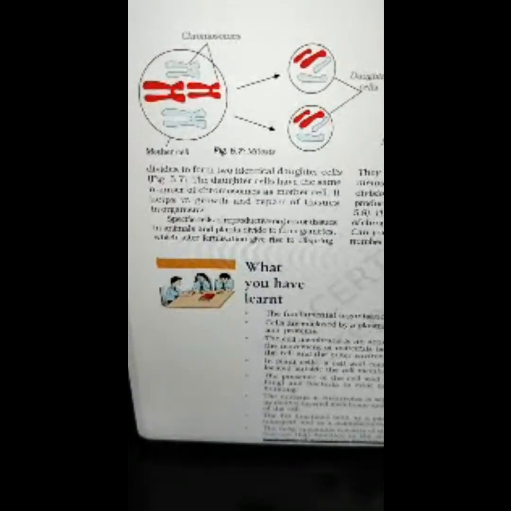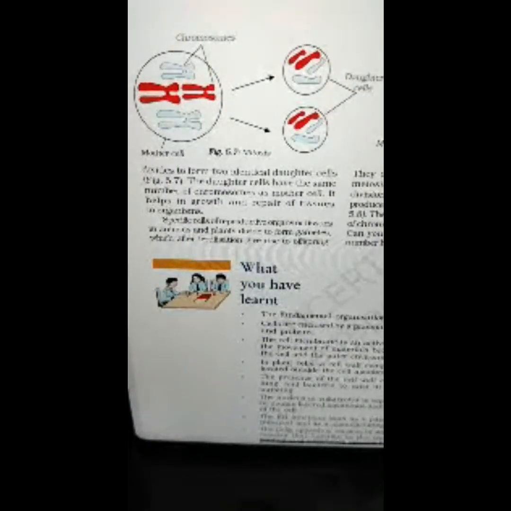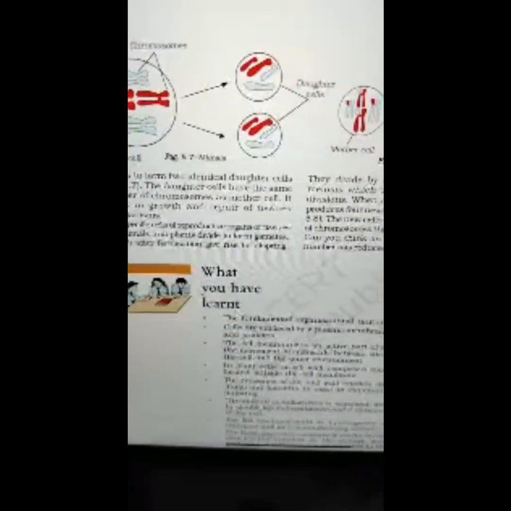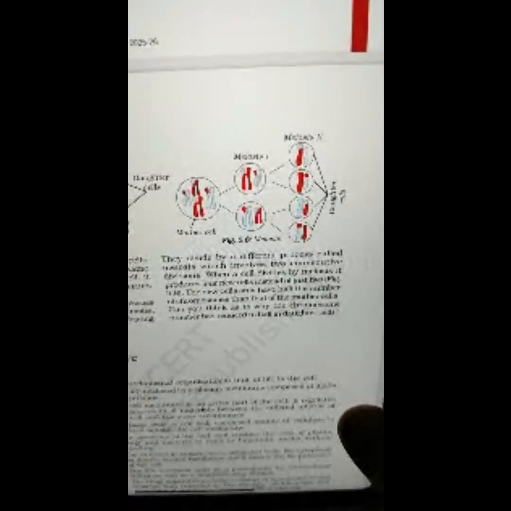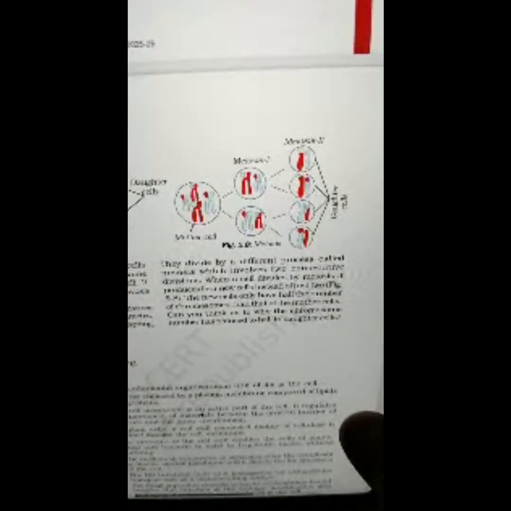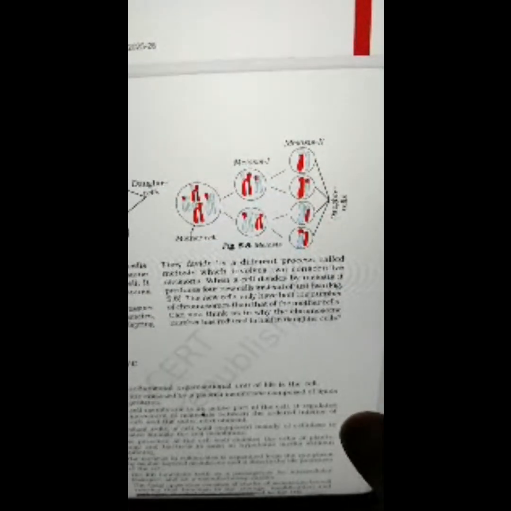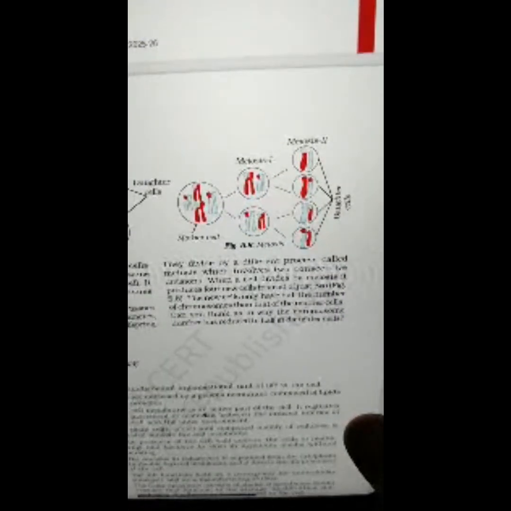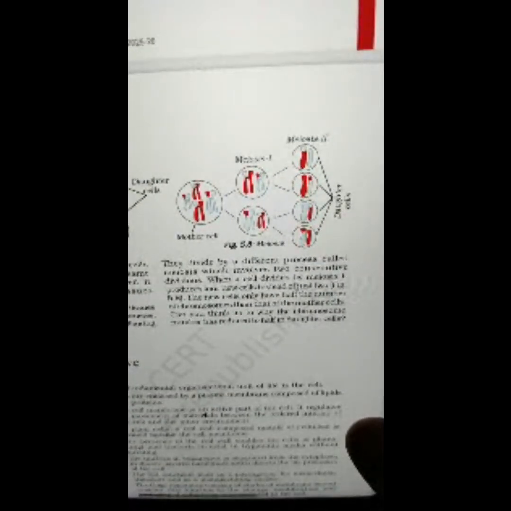Specific cells of the reproductive organs or tissues in animals and plants divide to form gametes, which after fertilization give rise to the offspring. They divide by a different process called meiosis, which involves two consecutive divisions. When a cell divides by meiosis, it produces four new cells instead of just two, figure 5.8. The new cells only have half of the number of chromosomes than that of the mother cells. Can you think as to why the chromosome number has reduced to half in the daughter cells?